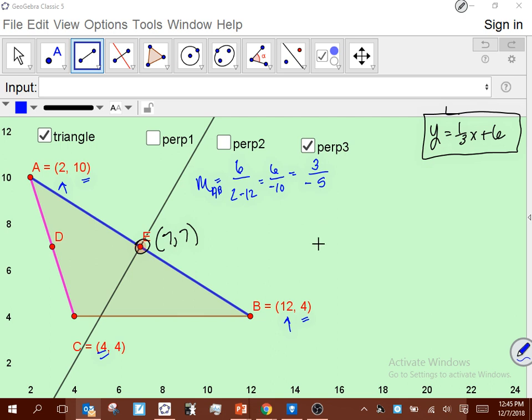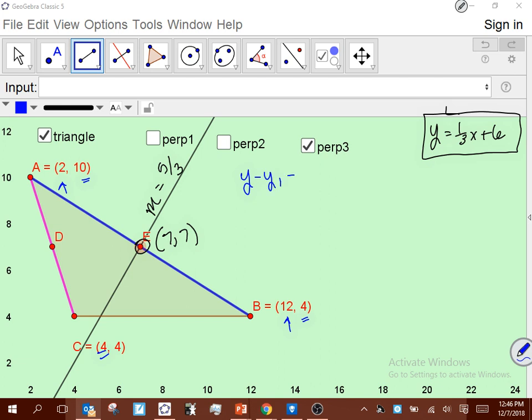Negative 3/5. So what is the slope of that black line right there? 5/3. You negate the blue line slope, and then you change the numerator and denominator, right? You find the reciprocal. Okay? All right, so now that we've got these two components, the 5/3 and a 7, that is going to be the information we use to write our equation.